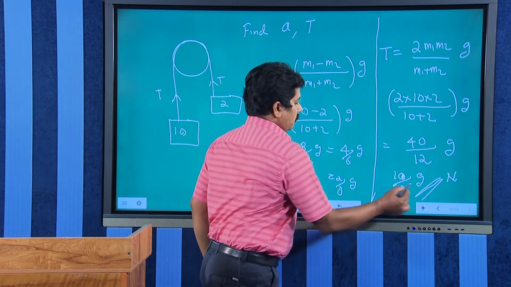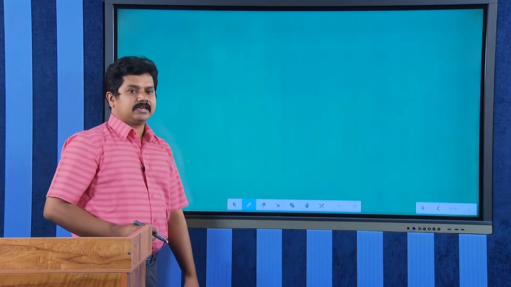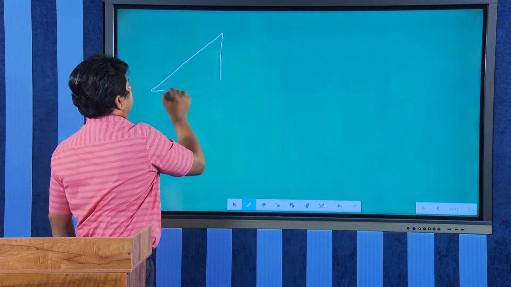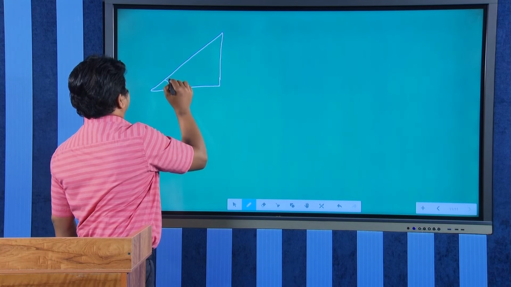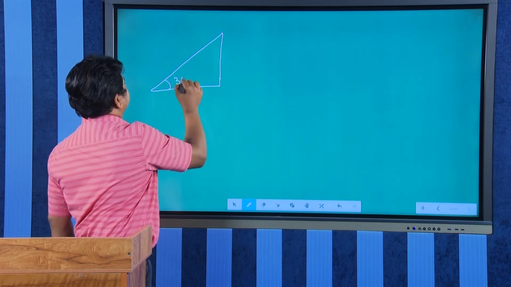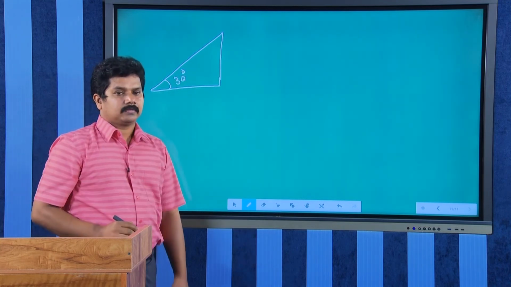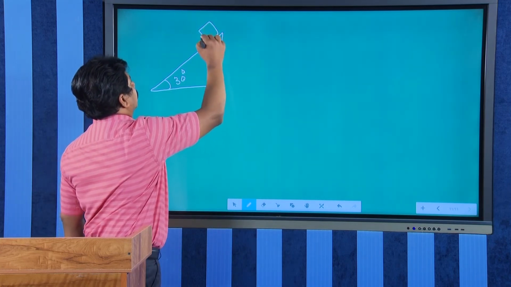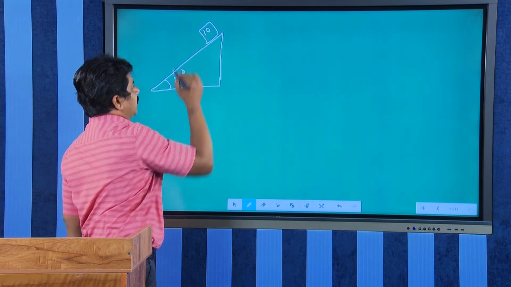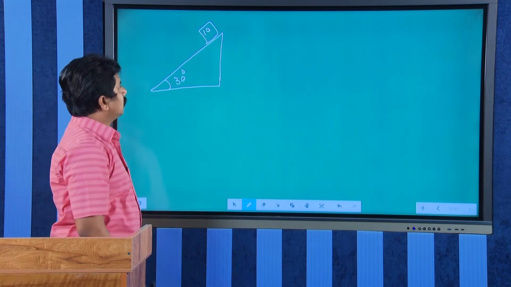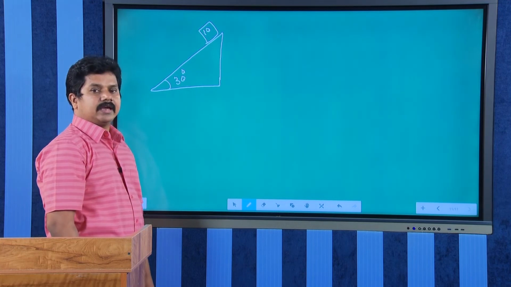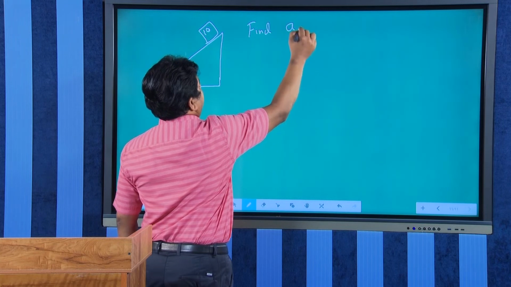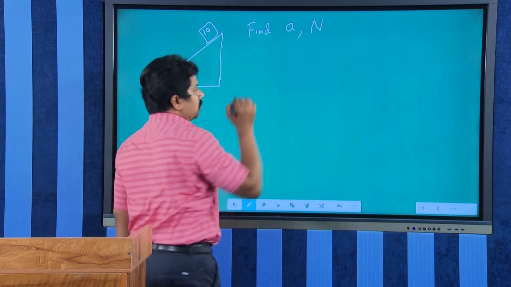Okay, let us discuss a problem based on motion along an inclined plane. So, we have a block on a 30 degree inclination. A block of 10 kilogram is placed. Find the acceleration and normal reaction.